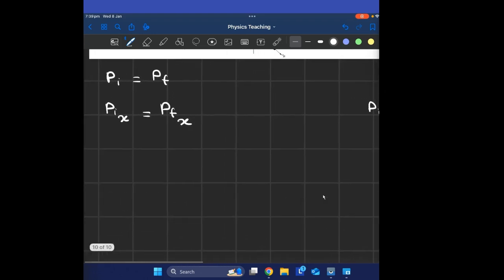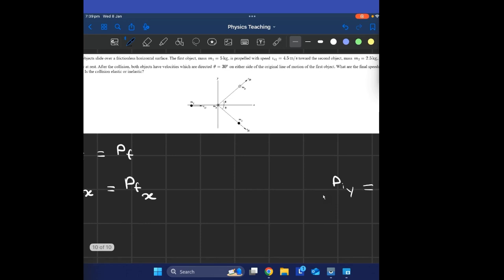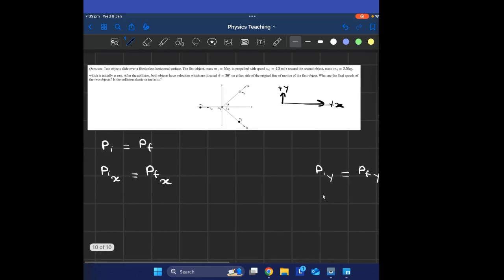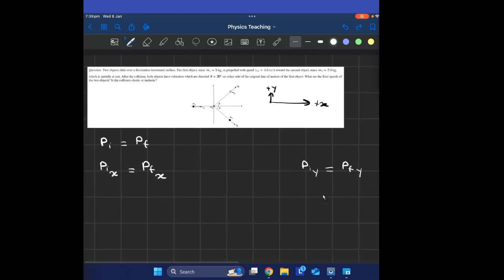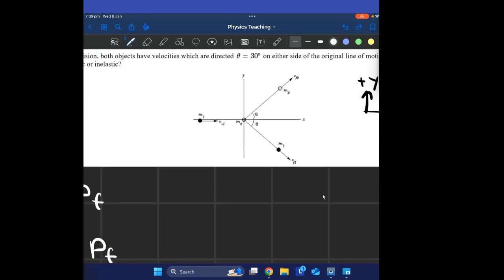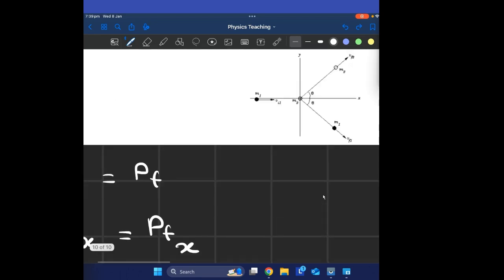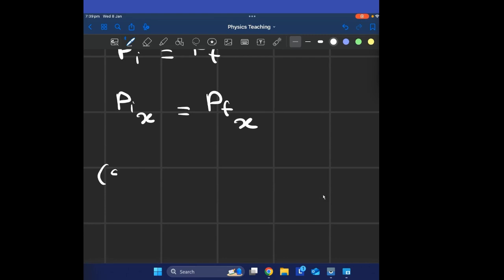So now we're going to solve this. In the x direction, I'm going to say this is the positive x direction and this is the positive y direction, similar to a Cartesian plane, and these go on forever, so don't worry about the length of the line, it doesn't mean anything. So we'll start with before. Before we have m1, and m1 is going at 4.5 meters per second. So what this tells us is that we have 5 kilograms, 4.5 meters per second.